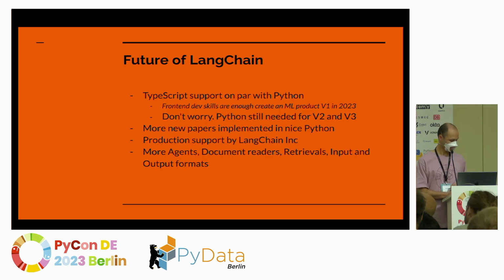Cool. The future of LangChain. There is a parallel package to Python LangChain called LangChain.js, and it allows front-end devs to build ML product V1. And don't worry, you still need Python for V2 and V3.